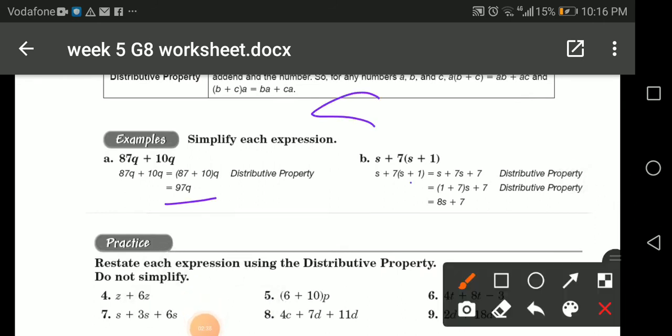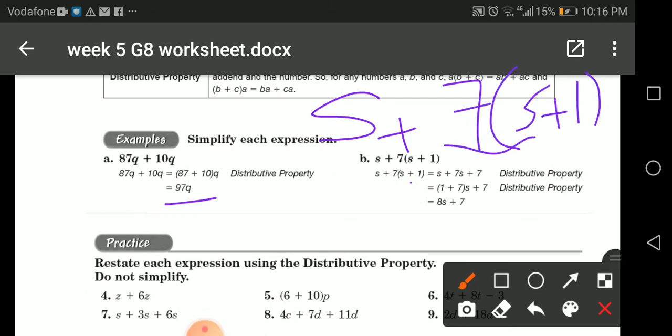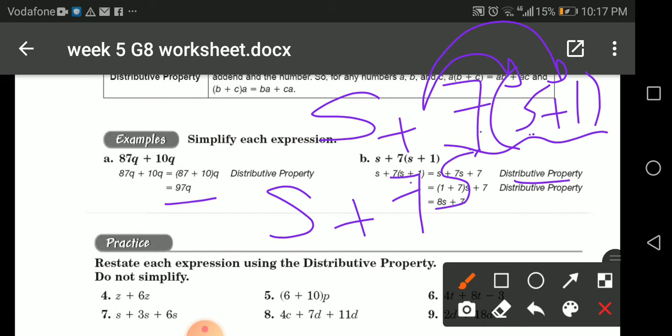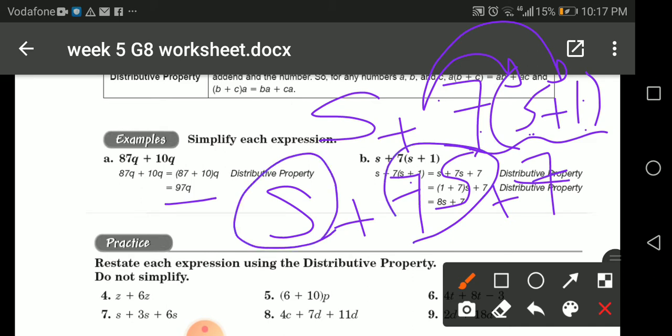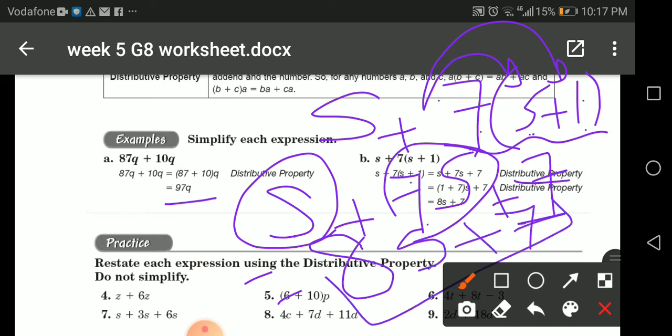Next, I have s plus 7 open bracket s plus 1. It's easy. Remember, use your distributive property. So 7 will be multiplied once by s, and another time by 1. 7 multiplied by s is 7s. 7 multiplied by 1 equals 7. So I have 7s and just 1s. 7s plus 1s gives me 8s. The 7 remains there. So the final answer will be 8s plus 7.